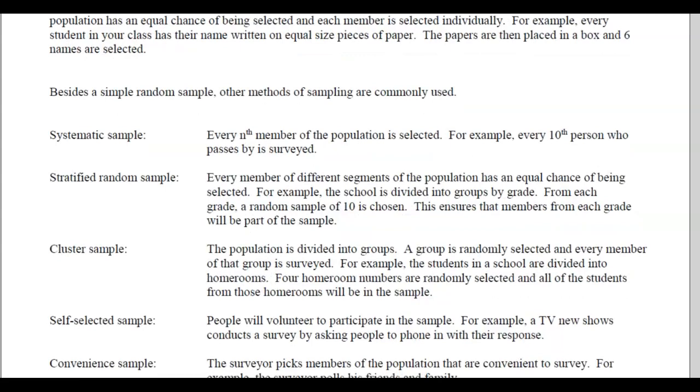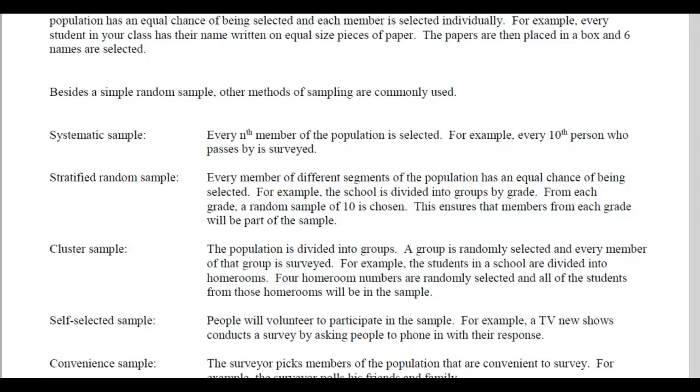Okay? Now that's a little bit different from stratified random sample. So every member of different segments of the population has an equal chance of being selected. For example, the school is divided into groups by grade. From each grade, a random sample of 10 is chosen. Okay? So you're basically breaking up your population into smaller groups, and from there, random sampling from each of those smaller groups. So maybe it's every period 1 class, we're going to choose 2 people randomly. Okay? So it's called a stratified random sample.